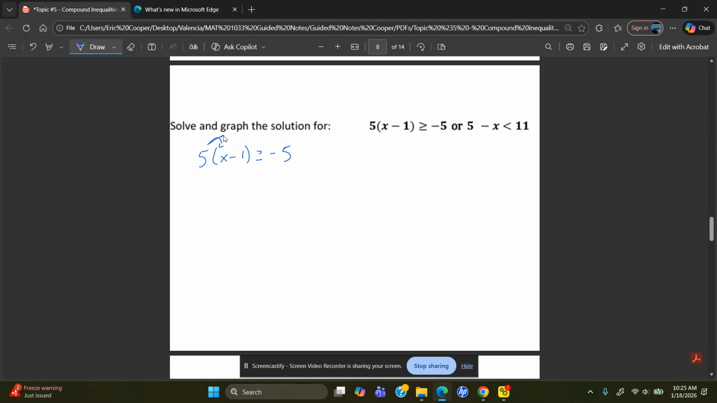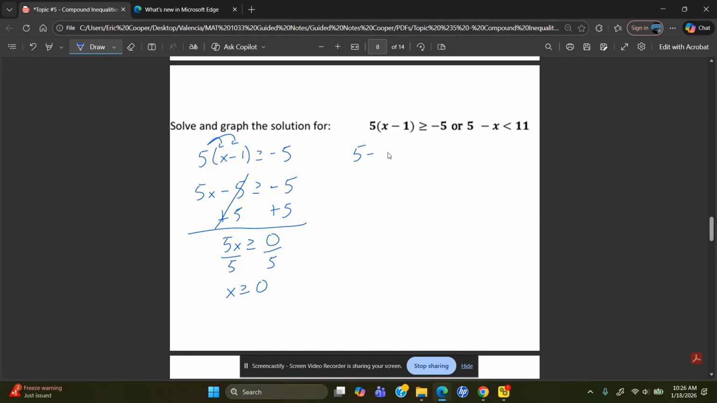We're going to distribute the 5 into it. 5 times x is 5x. 5 times -1 is -5, which is greater than or equal to -5. I'm going to add 5 to both sides. Now I've got 5x is greater than or equal to 0. And I need to divide to get x by itself. So the first part tells me that x has to be greater than or equal to 0.